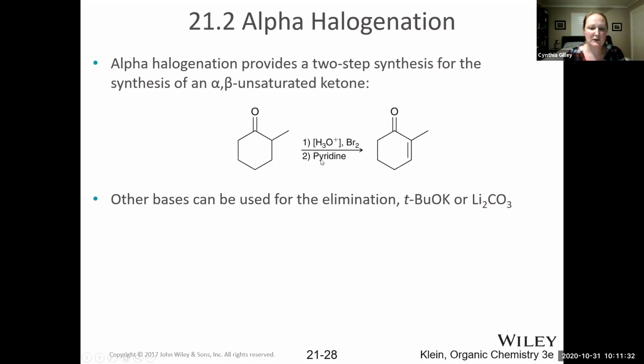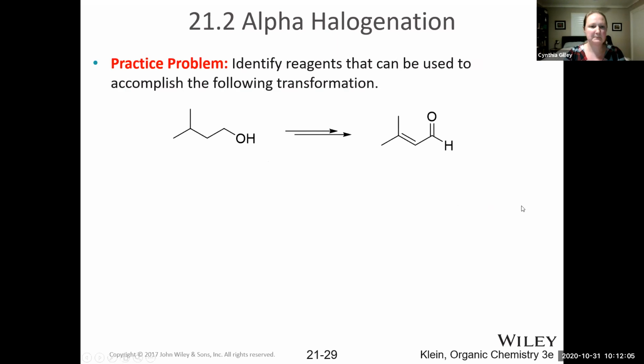If you remember the structure of pyridine, it's essentially a benzene ring where one of the carbons is replaced by nitrogen. That nitrogen has a lone pair. That nitrogen's lone pair is considered a non-nucleophilic base. So it's great to do E2 reactions where we want the substrate to act as a base and not a nucleophile. Other bases that can be used for the elimination are bases like potassium tert-butoxide, again, a non-nucleophilic base, or lithium carbonate, same thing.